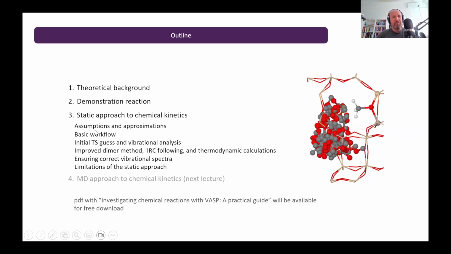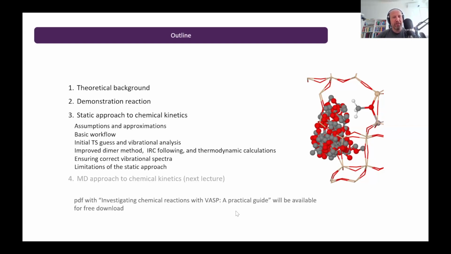We will introduce basic assumptions and approximations that are made within this approach. Then I will talk about the workflow that I'm using in my static calculations. That involves initial transition state guess preparation, vibration analysis, its relaxation, intrinsic reaction coordinate following, and thermodynamics calculations.